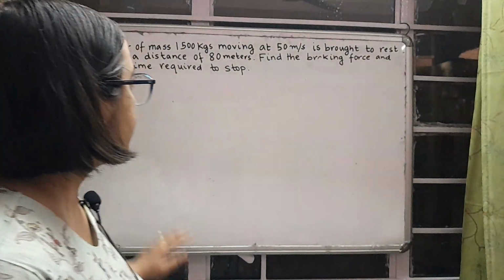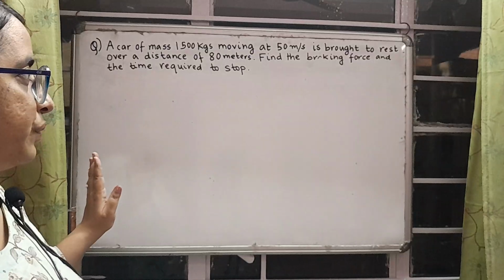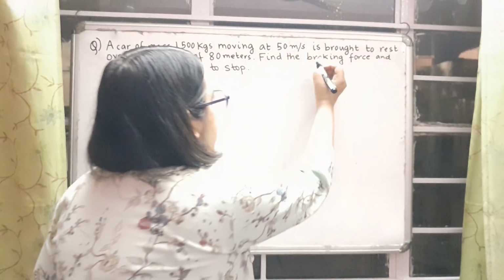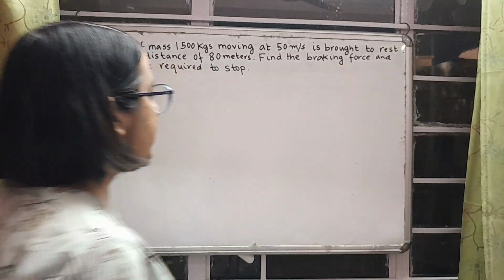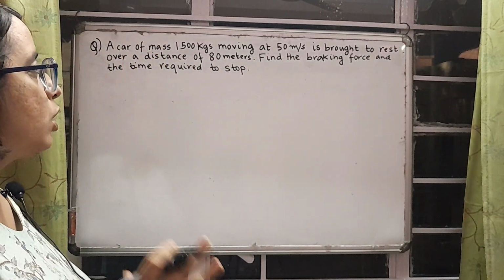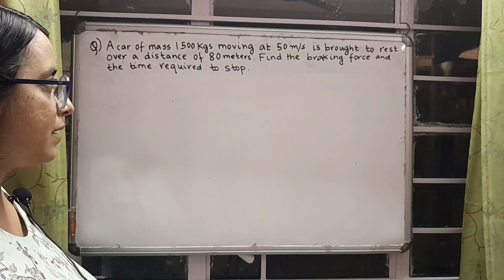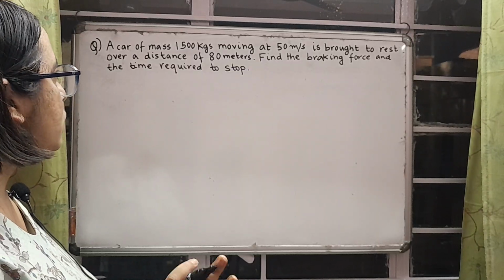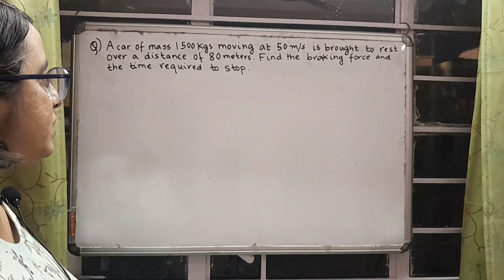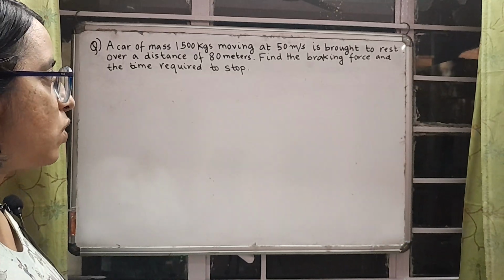So, if you see, what does this sum say? This sum says, let's read out this sum. A car of mass 1500 kgs moving at 50 meters per second is brought to rest over a distance of 80 meters. Find the braking force and the time required to stop.